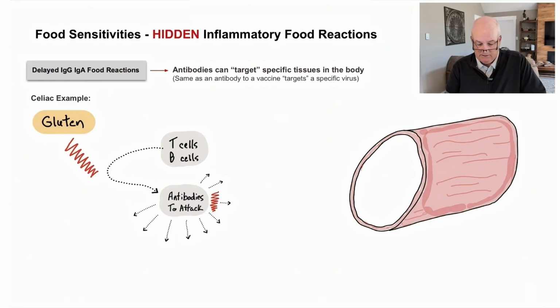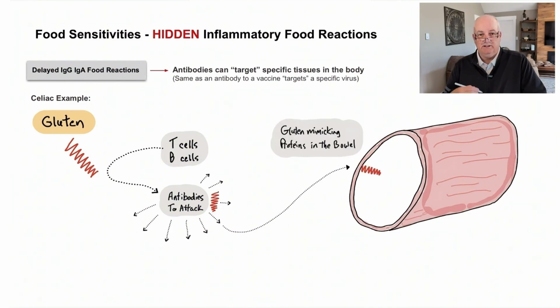Someone eats gluten, which we'll imagine is a protein that looks like that red squiggly line here. The immune system, the T cells, B cells, antigen-presenting cells, they produce antibodies which will go out and target anything that has that shape right there. They're little soldiers going out and looking for that little protein. Well, celiac patients will have a protein in the bowel that looks exactly like it right here. So the antibodies designed to attack anything in the body that looks like gluten will attack this protein in the bowel that looks like it.